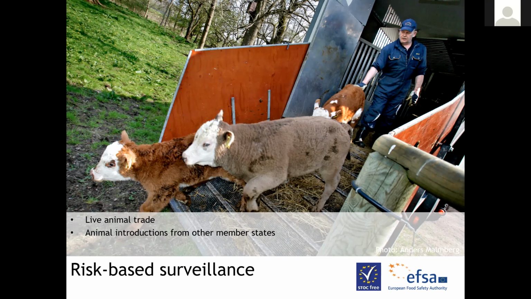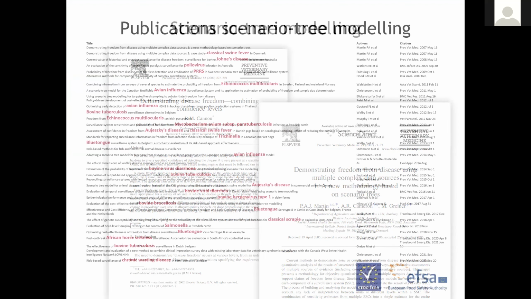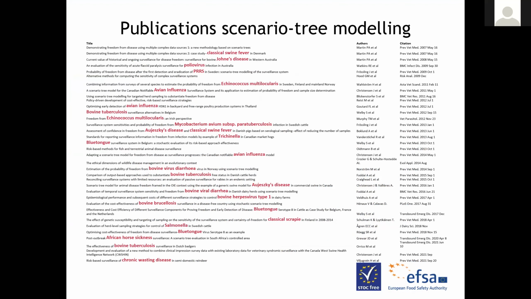So luckily, there's also already an existing method for this situation where disease is absent, and that's the scenario tree model. And this method was developed not so long ago, it was in this century, and it was presented and published 2007 by Martin, Cameron, and Gainer. But it's already well established. And I did a very quick search and found several publications. And these are just the scientific publications. But this method is often used not only in research, but in everyday work by epidemiologists like myself, who are involved in the planning and evaluation of surveillance.